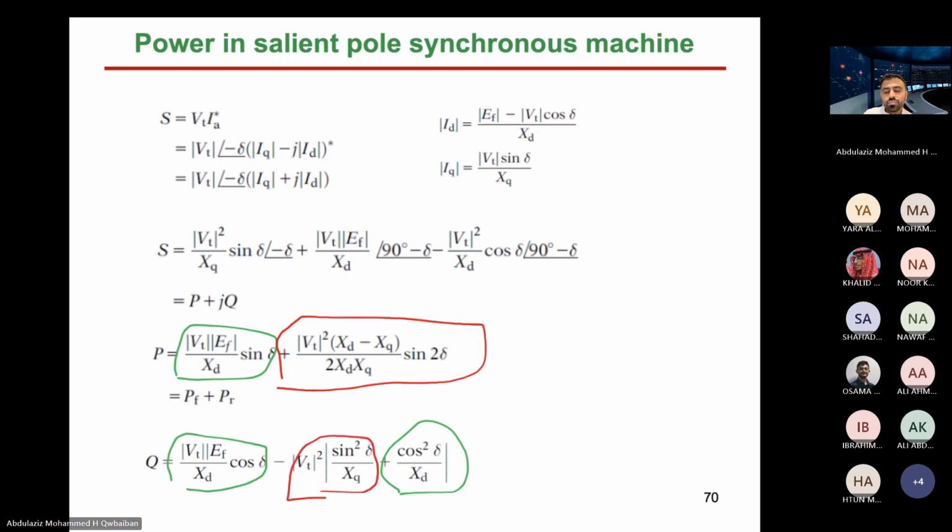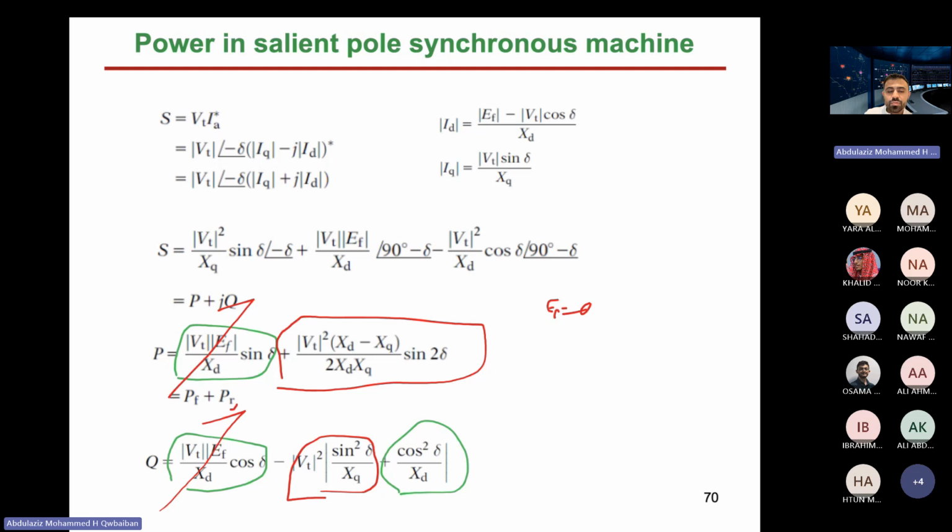So the red term indicates that there will be a real power without the field. Get it? So let's say EF is 0. There is no field. What will happen? This is gone. This is gone. But there is a real power due to the saliency.